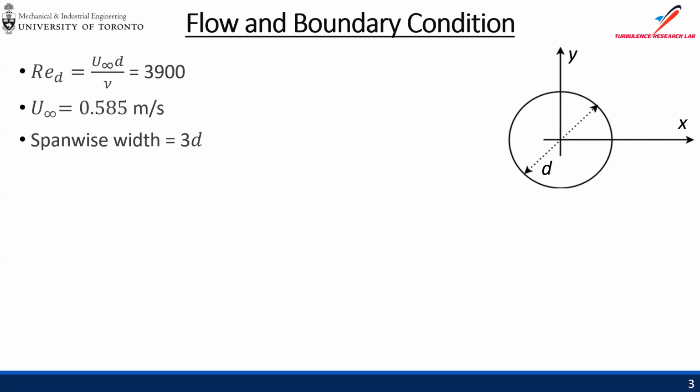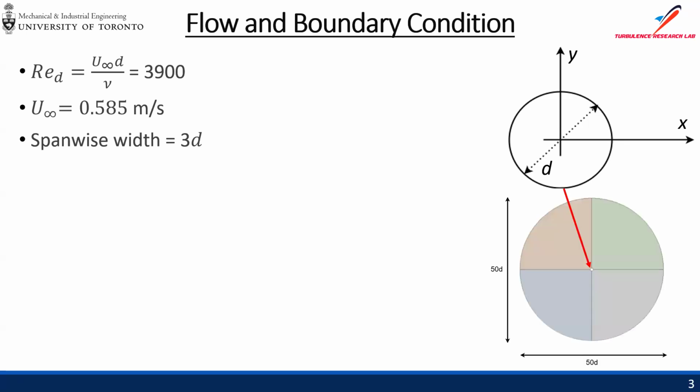Streamwise direction is X, transverse is Y, span-wise into the page is Z. On the lower right, that's our computational domain. The cylinder is basically the tiniest white dot in the middle. The cylinder is situated 25D from the boundary. We do have a width of 3D into the page.